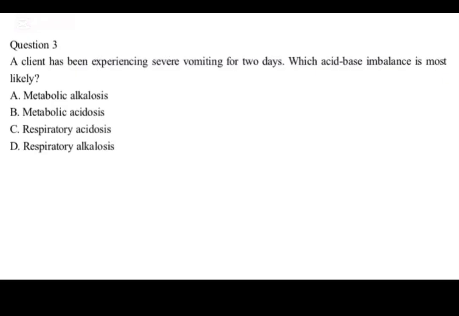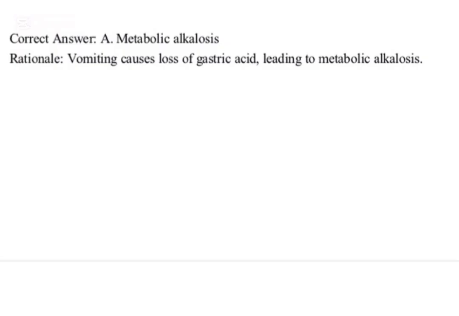Question 3. A client has been experiencing severe vomiting for 2 days. Which acid-base imbalance is most likely? A. Metabolic alkalosis. B. Metabolic acidosis. C. Respiratory acidosis. D. Respiratory alkalosis. Correct answer, A. Metabolic alkalosis. Rationale: vomiting causes loss of gastric acid, leading to metabolic alkalosis.